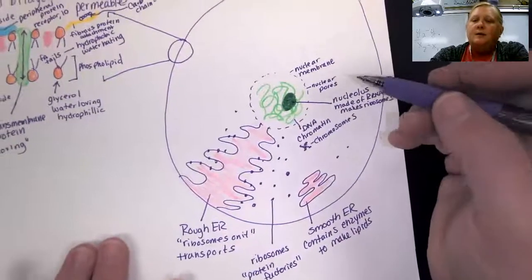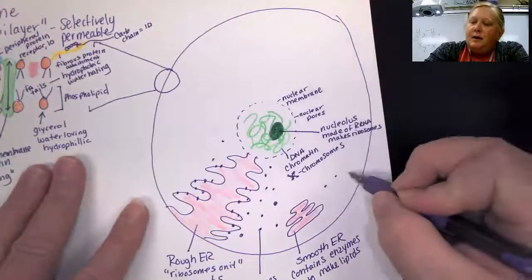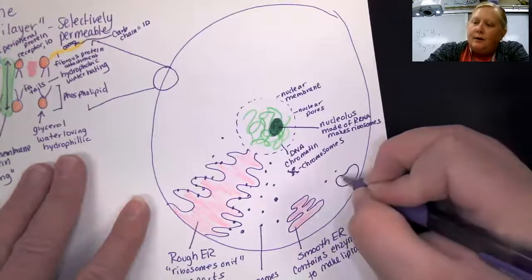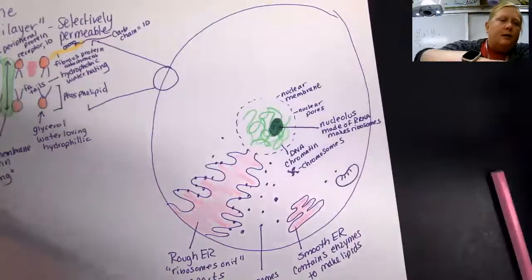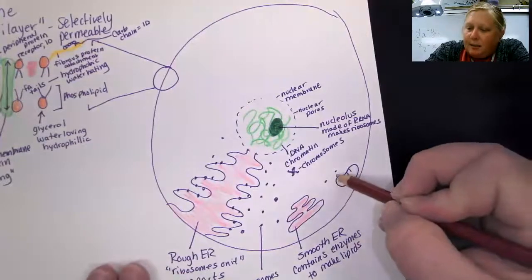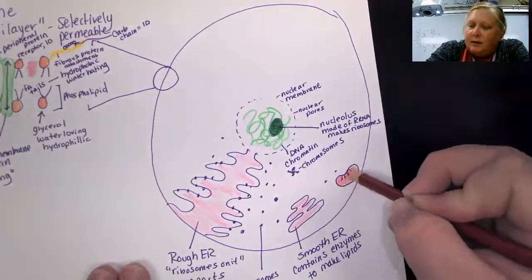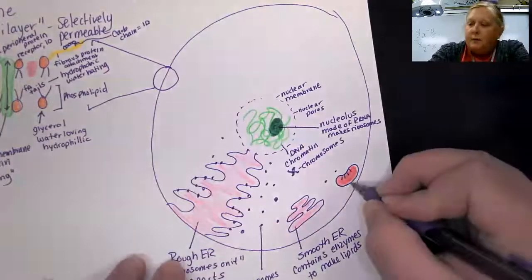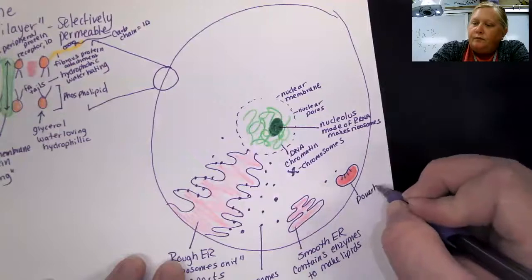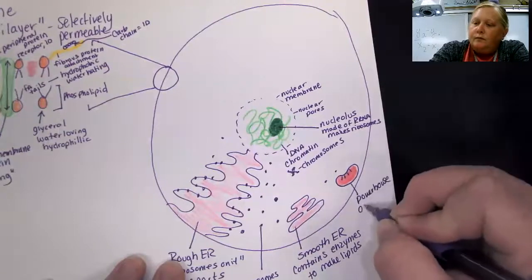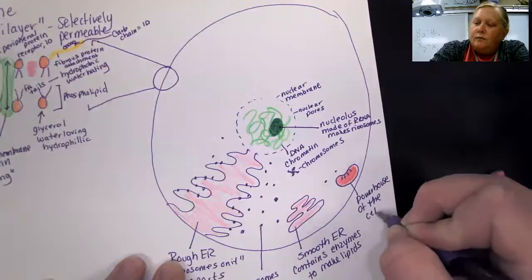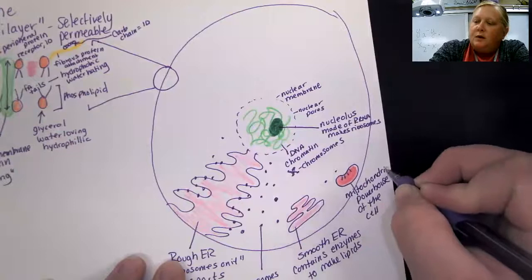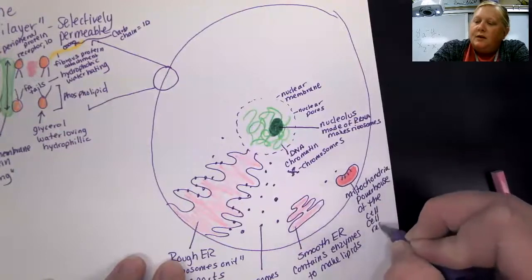Okay, let's see what else we need. Let's put in our friend the mitochondria. I'm going to color them red just because they look like a bean. And of course, you can't say mitochondria without saying powerhouse of the cell. This is where cellular respiration takes place.